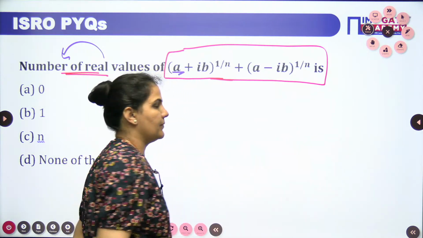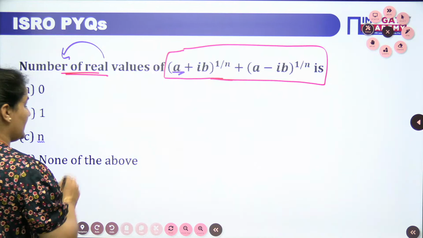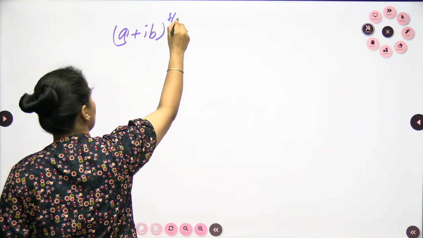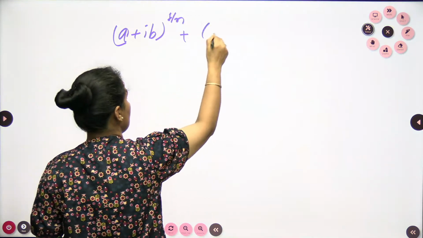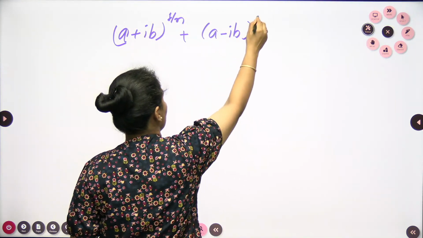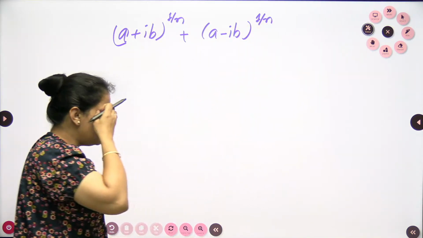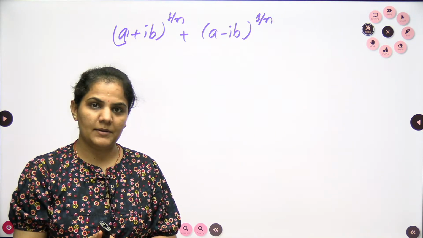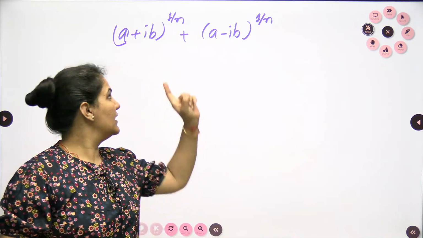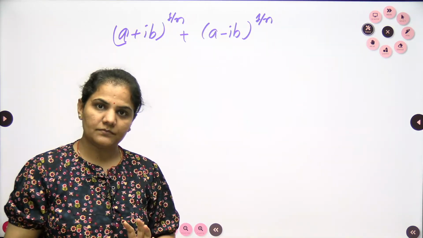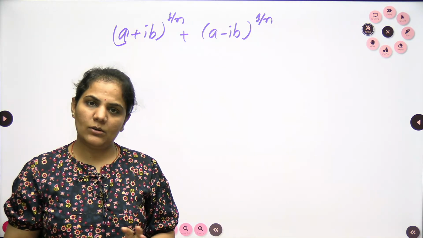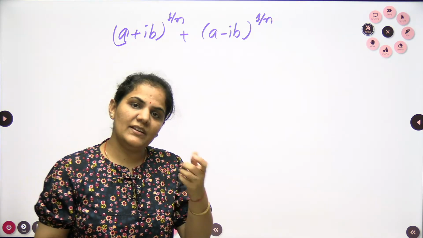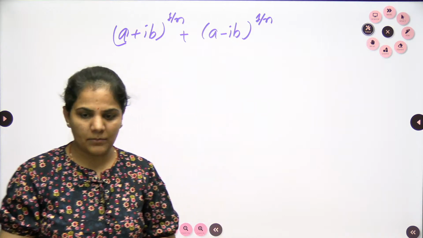Let's approach it. So first of all, my question is (a plus iota b) power 1 by n plus (a minus iota b) power 1 by n. We can start this question by assuming any value for a and b, because here the power is n, so we can take any particular value and start from that, and from that we can find out how many real values are possible.